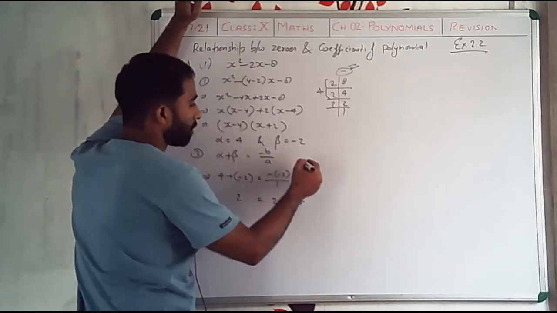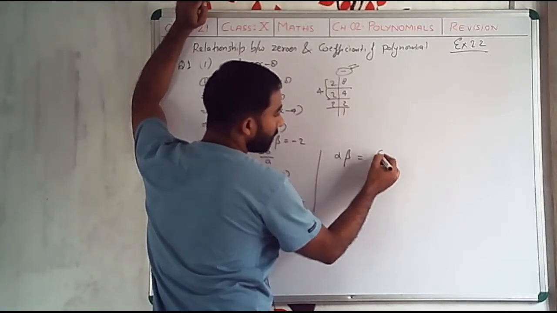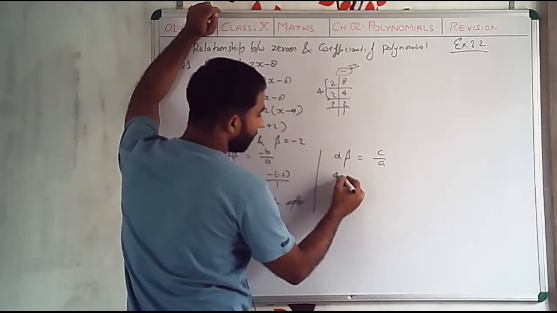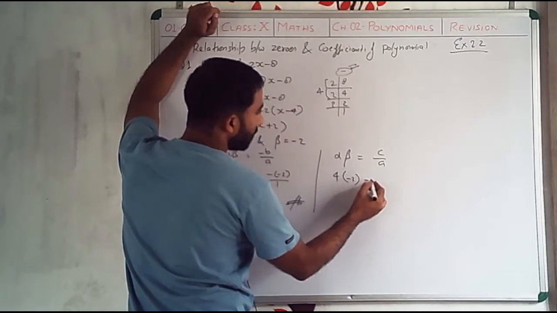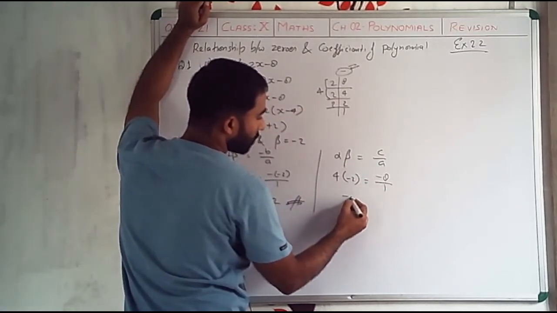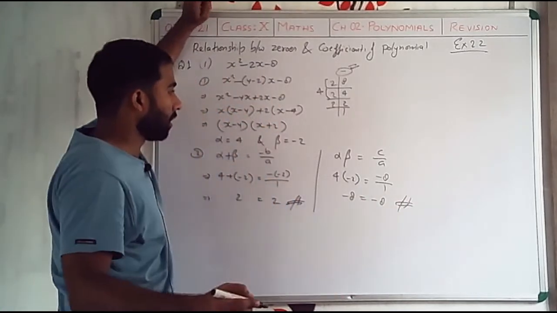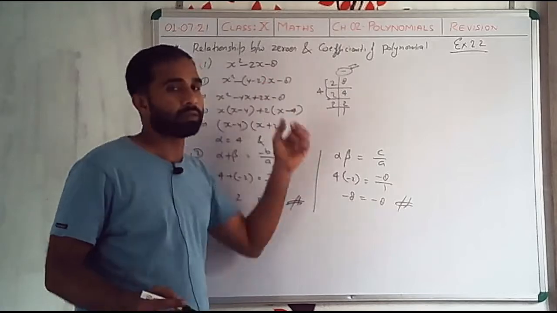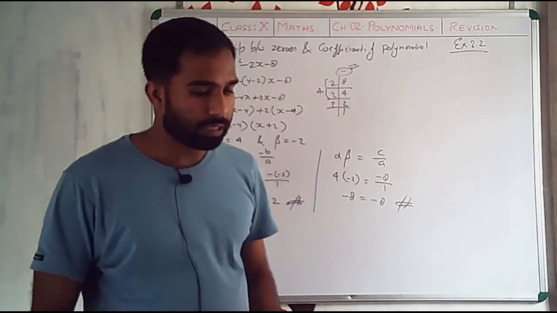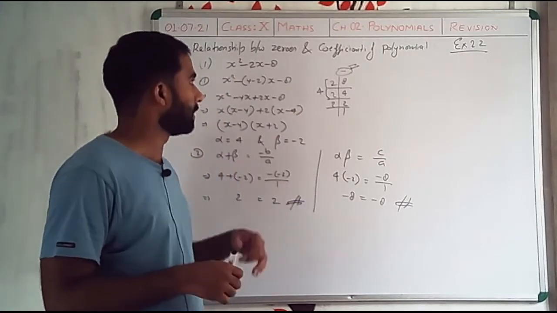Similarly, the product of the zeros, alpha beta, is equal to c by a. Alpha is 4 and beta is minus 2, and c by a is minus 8 by 1. So, minus 8 is equal to minus 8. I hope you understood how we can relate the zeros and the coefficients. I hope you can do the remaining part of this question.